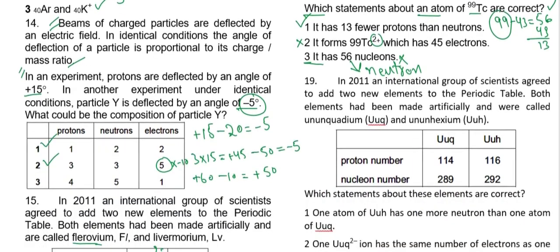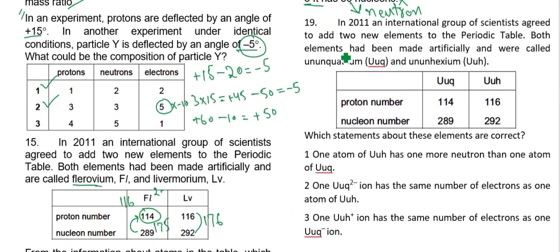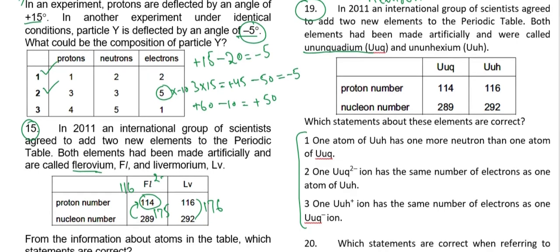Question 19, and luckily, this question is exactly the same as question 15. The only difference you can find is the name of the element: this is ununquadium and then ununhexium. But the exact information and the options are the same. So the right option is that all are correct, as we discussed earlier. You can go back and review the question again, but these questions are 100% the same with just the change in the name.